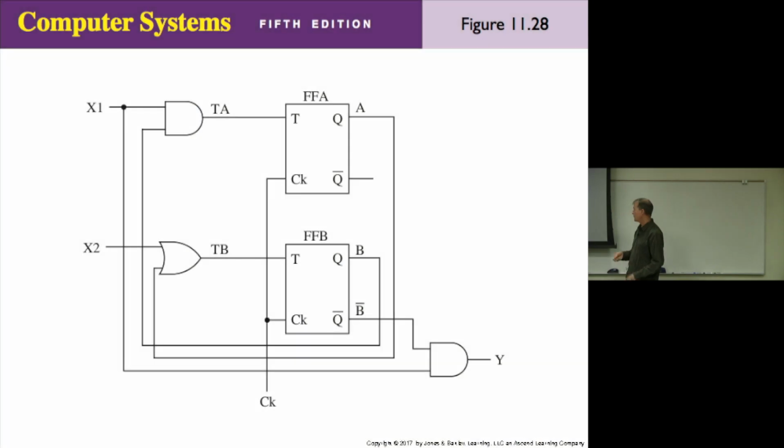And for each one of those 4 possible states, what can come from the outside? How many possible input combinations are there? Yeah, there's 4, because X1, X2 could be 0 0, 0 1, 1 0, or 1 1.